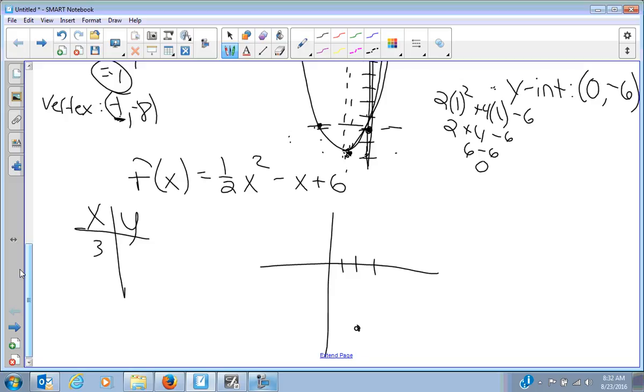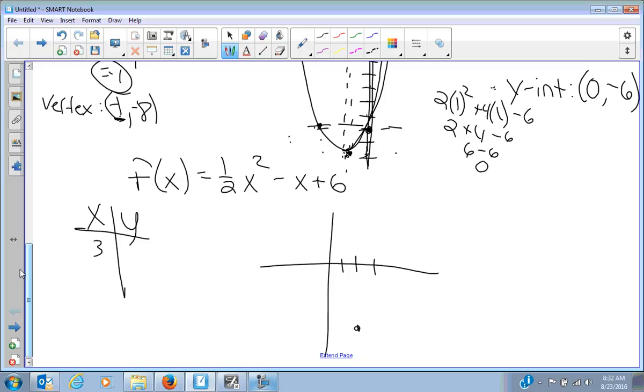What would you do with 3 if you were trying to figure out the y for it? Plug it in right now. 3 squared is what? Half of 9 is 9 over 2, 4.5.